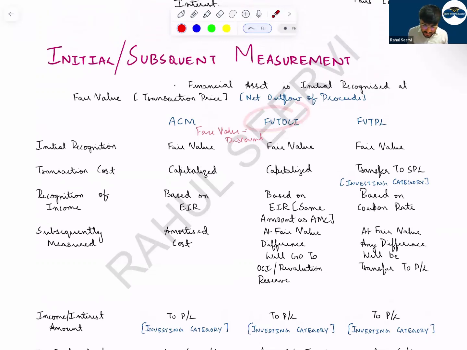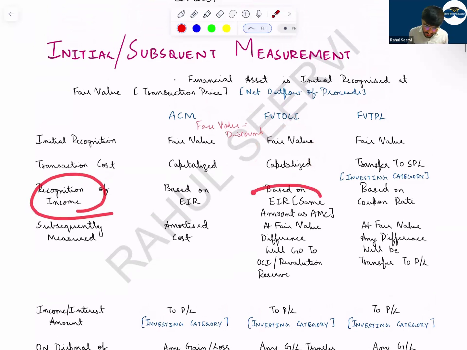Then fair value through OCI: we record fair value only. Transaction cost is also capitalized. Recognition of income is based on EIR, the same amount as amortized cost. Whatever EIR rate we have recorded under amortized cost will be the same.